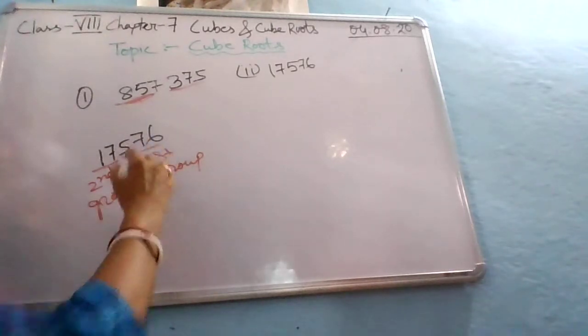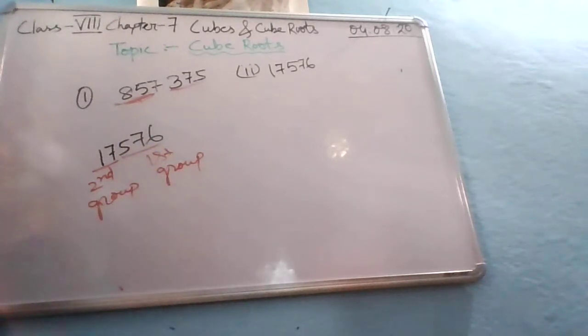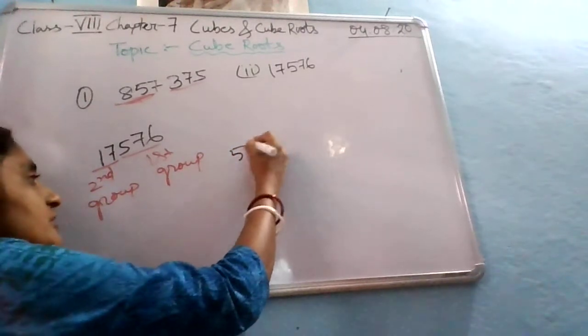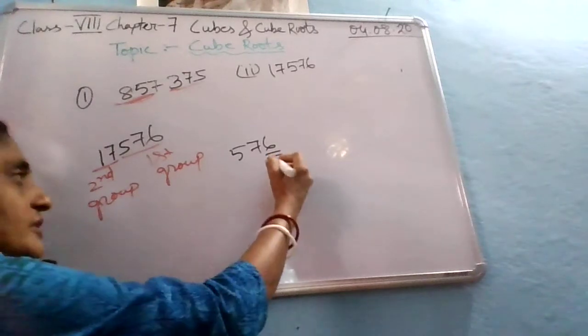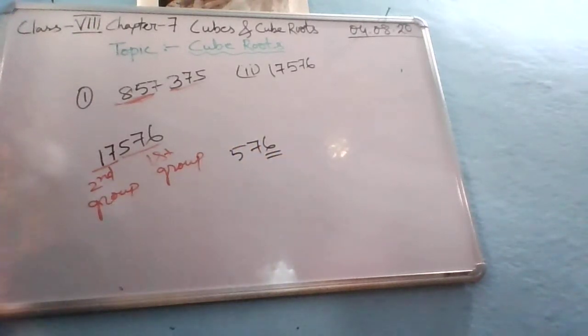Here it is 576. What is the unit place of 576? Yes, it is 6. So from the numbers of one digit, let's consider which number has a cube whose unit place is 6.